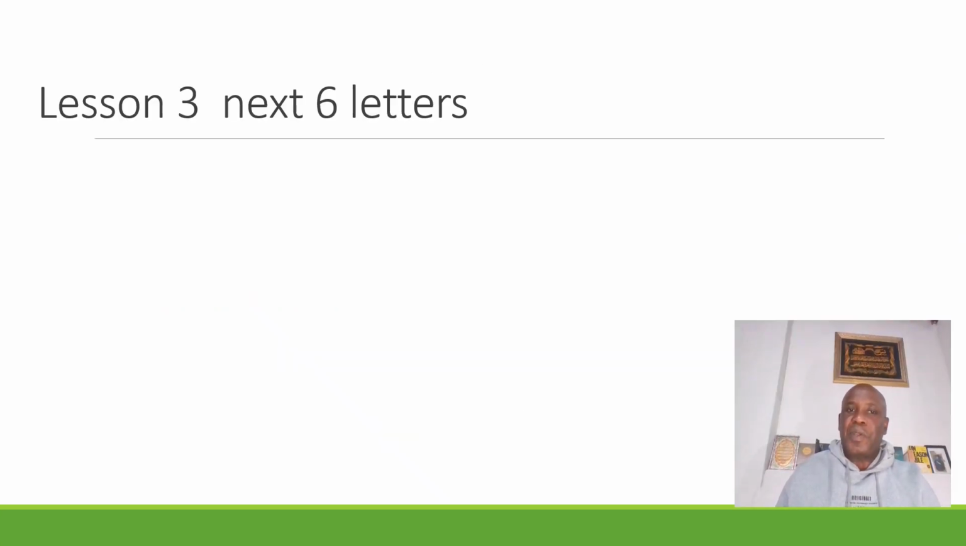Lesson number 3 will introduce you to the next 6 letters, starting with the letter Sin. This letter that you see there on the board is Sin. Then we have the letter after Sin called Shīn. The difference between the two is that the Shīn has 3 dots on top.